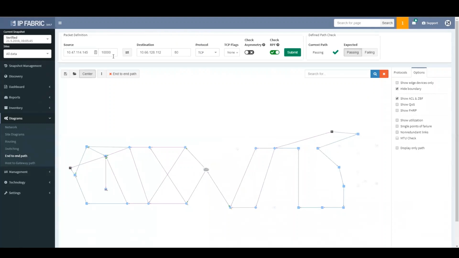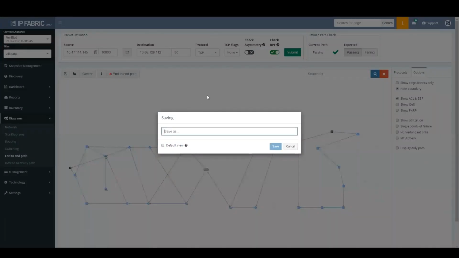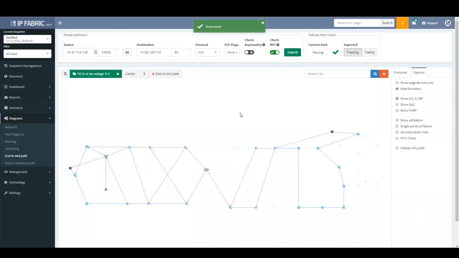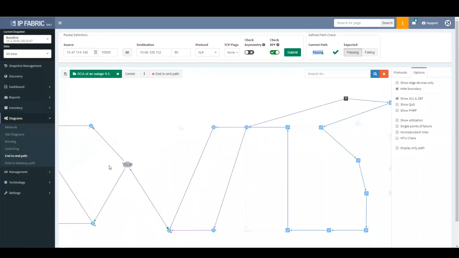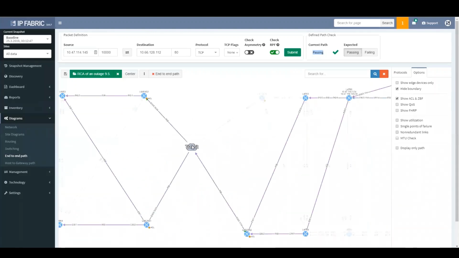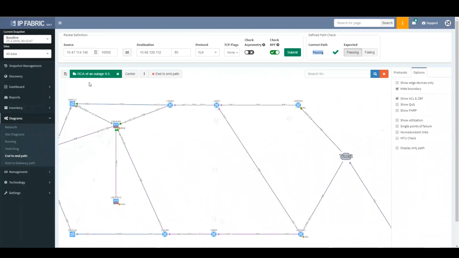So with this intent expressed as a source and destination path, we can save this view as root cause analysis of an outage that happened on 9th of May. And we can see that indeed during the verified time and during the baseline time, the status of the path is passing, and we can see the individual decisions that are made during the path mapping through the forwarding state tables of the network.